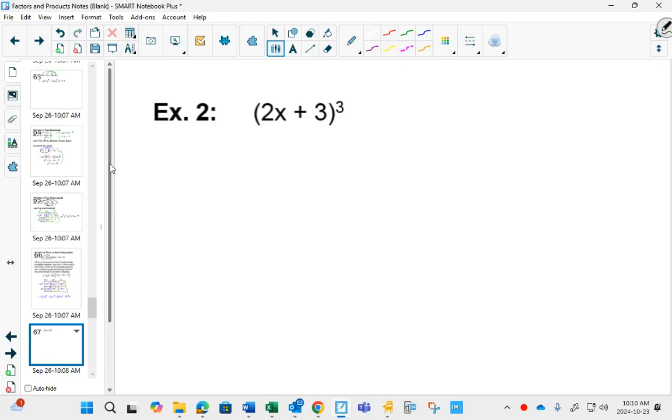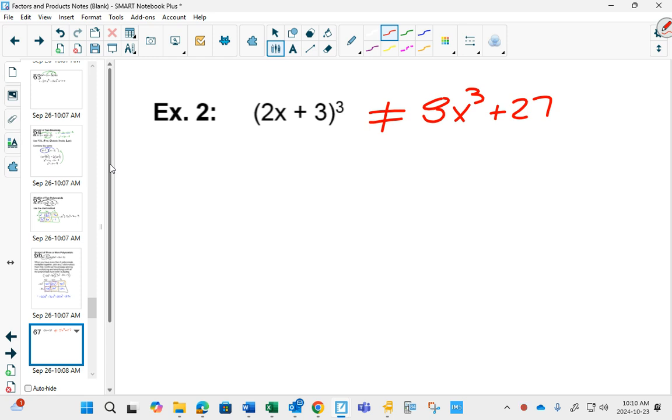Number one mistake is super tempting. This is not true. Do not write this down, but this is what people like to do. They're like, hey, I know how to cube things. 2 times 2 times 2 is 8. x times x times x is x cubed. 3 times 3 times 3 is 27. Why don't I just cube each thing? That would be super nice, but it does not work.